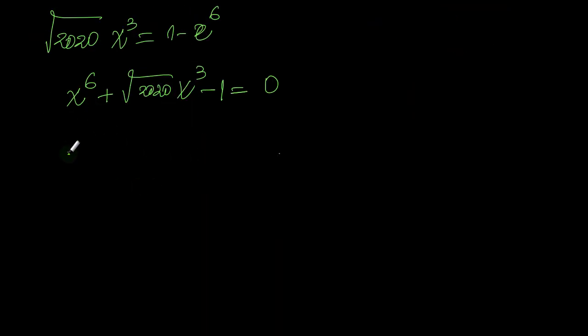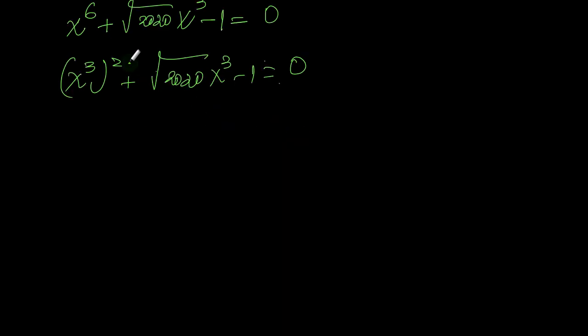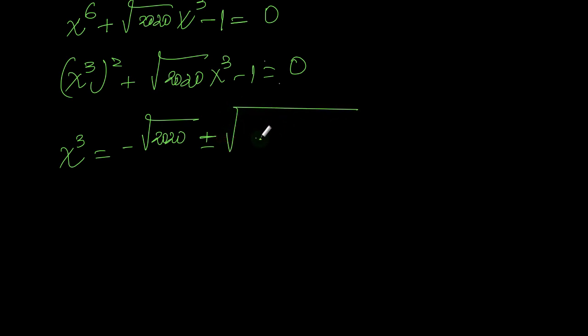So this is x to the 6, which is x to the 3 to the power of 2, right, plus square root of 20 x to the 3 minus 1 equals 0. This is a second degree equation in terms of x to the 3, right, which is a big quadratic equation, right? So now we're gonna solve this saying that x to the 3 is equals to minus b, which is this one here. We're gonna have then minus square root of 20 plus or minus square root of b squared, right, which is this one here.